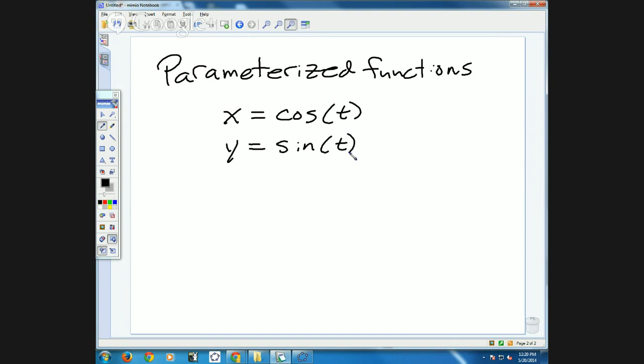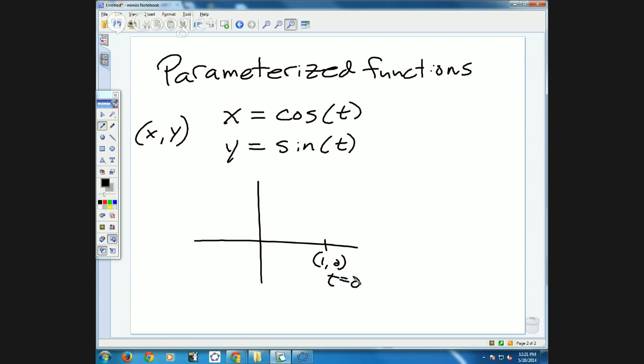Now I'm still considering a point xy in the Cartesian plane. I'm just using another value t to help me find those. T could be time in seconds. In this case, we were letting t be an angle measured off the positive x-axis. This was the first problem we did the other day. And we calculated that if t was equal to 0, then we ended up with the point 1, 0.